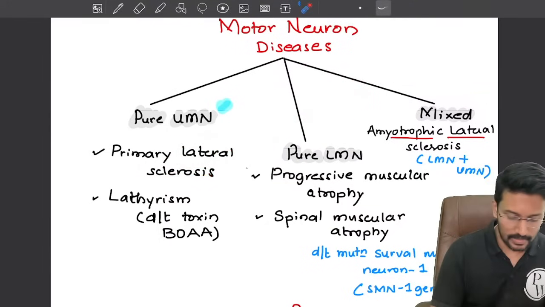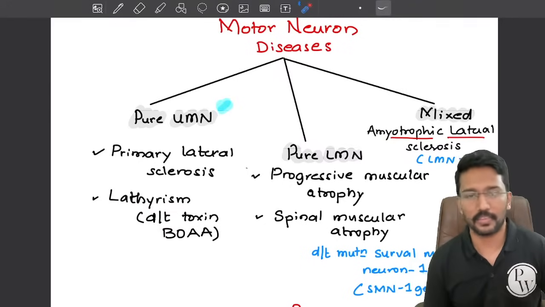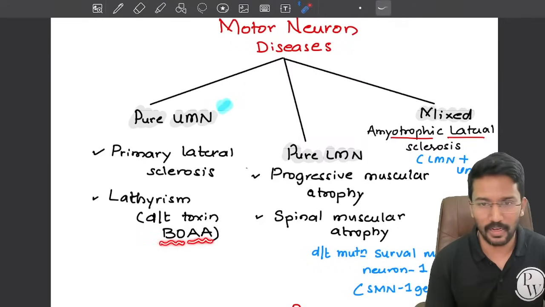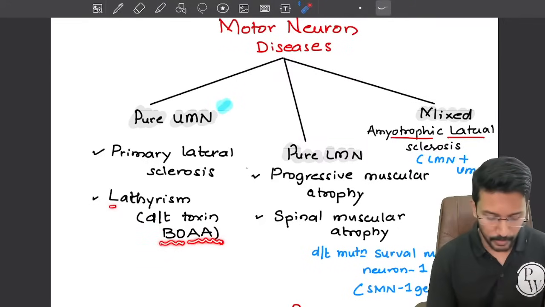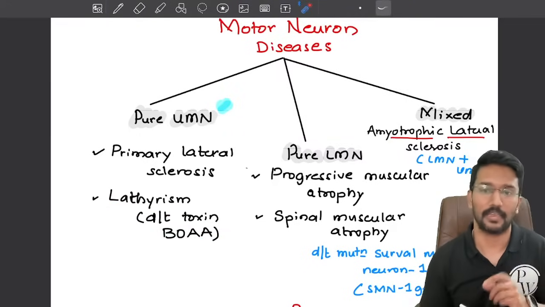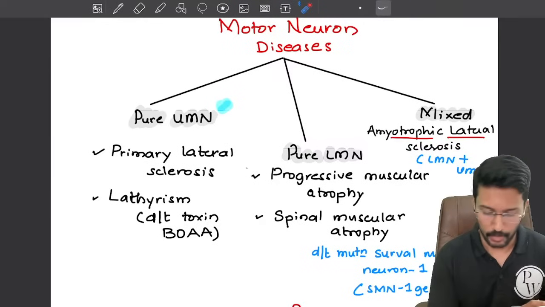Okay, and this example anyway we can remember from PSM. There is something called neurolathyrism or lathyrism, which is due to a toxin called beta-oxalylamino alanine. Here patients develop spastic paraparesis, and when you say spastic, spasticity is a sign of upper motor neuron damage.